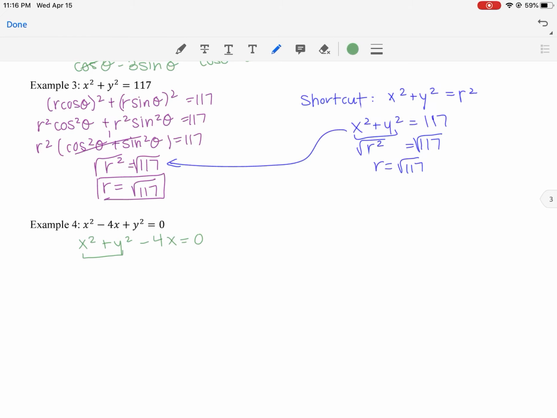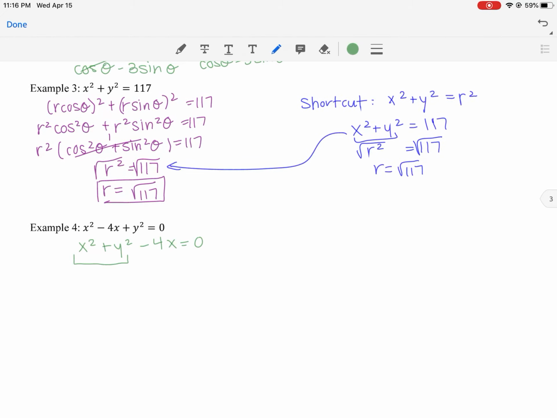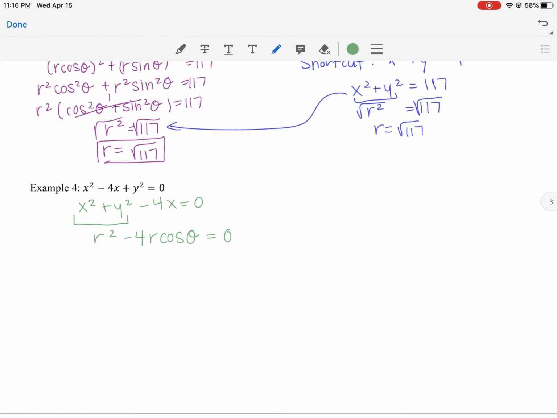We just talked about how we can recognize this x squared plus y squared as what? That's your r squared. And if I just write that as r squared, it looks pretty nice. And then I can do minus 4x is r cosine of theta equals 0. Just like we did before, we want to solve for r. This looks like a quadratic, so let's factor out what they have in common. They both have an r in common. I'm left with r minus 4 cosine of theta equals 0.